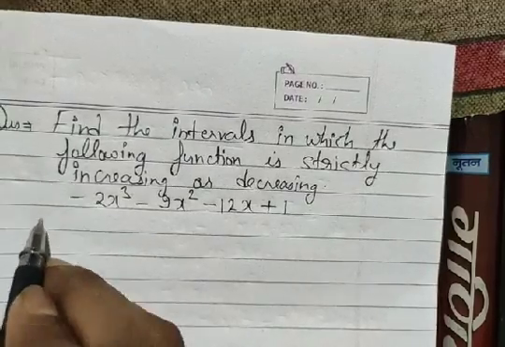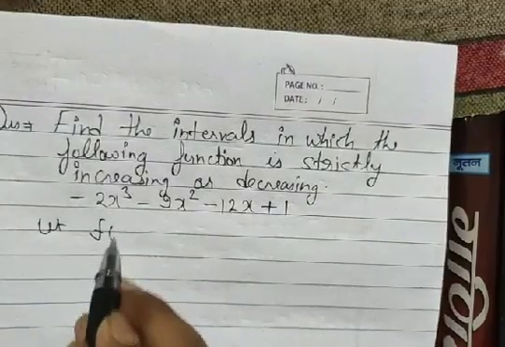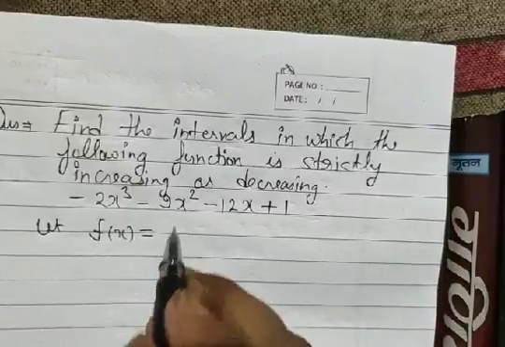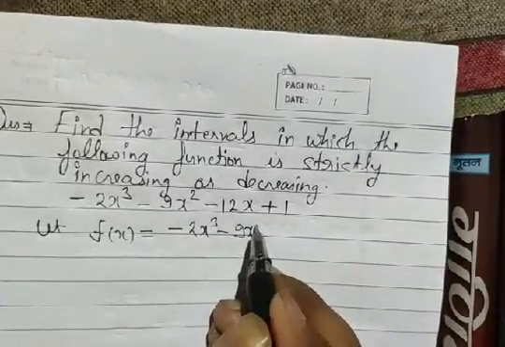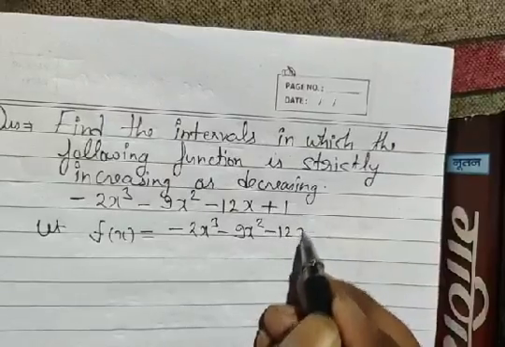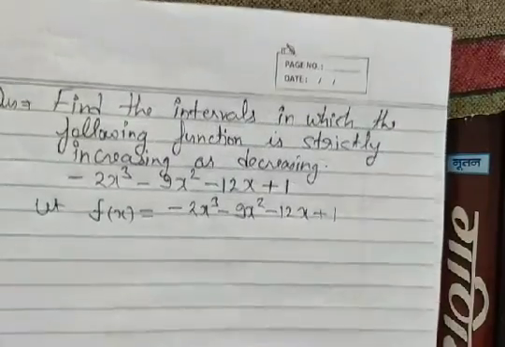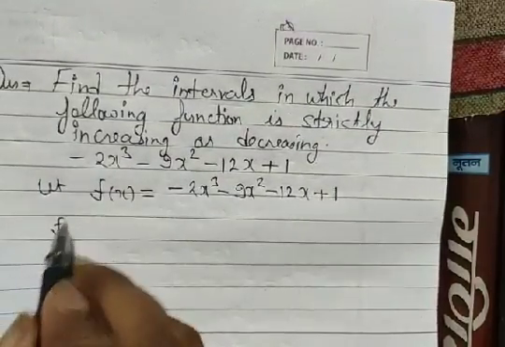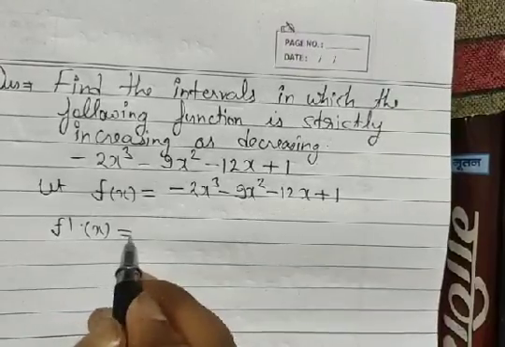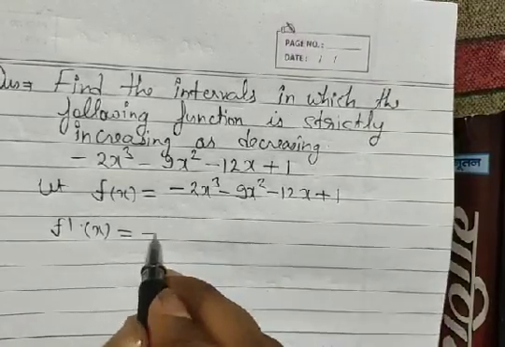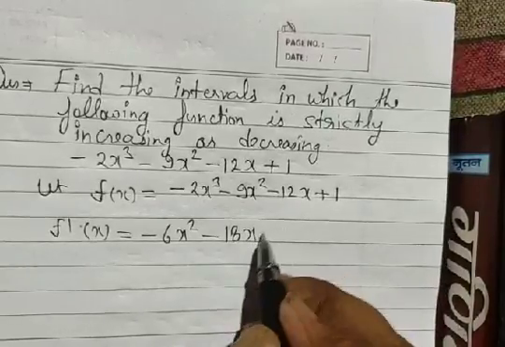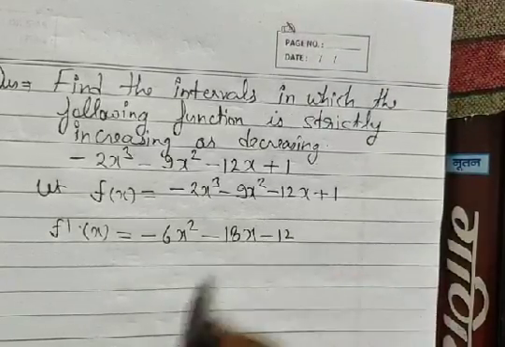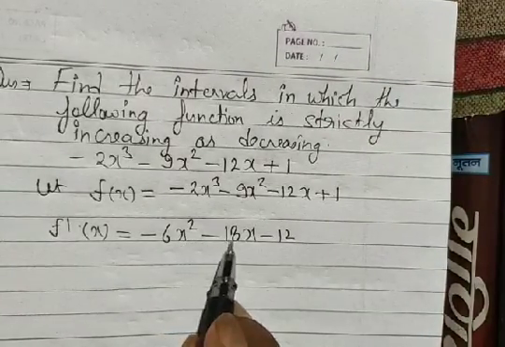Look, start with, let our f(x) be minus 2x cube minus 9x square minus 12x plus 1. Now what we do, we are going to get our derivative f dash x. What we get here is minus 6x square minus 18x minus 12.